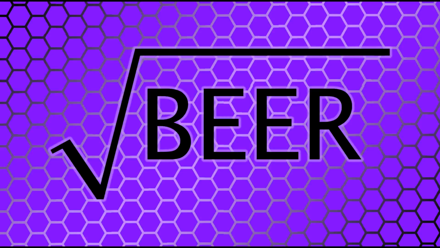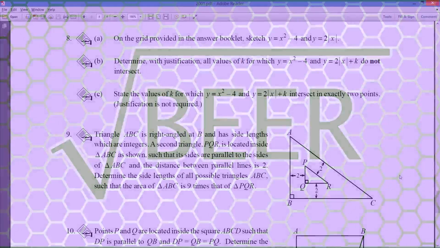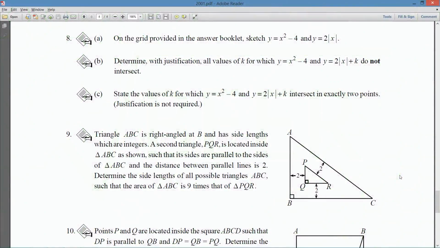Hello, ladies and gentlemen, and welcome back to more of the Grade 12 Euclid paper from the year 2001, put out by the University of Waterloo. And we are at question 8. In questions 8, 9, 10, these are all written, every single part. So we're going to have our wits about us.